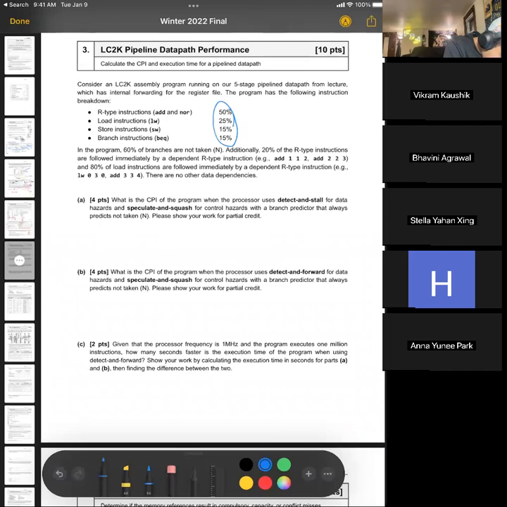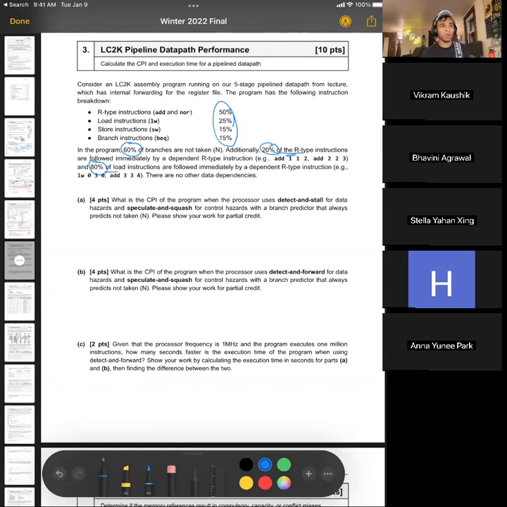It also gives us that 60% of the branches are taken, 20% of R-type instructions are followed, and then 80% of load instructions are followed by an immediate dependent. Okay. So it first asks us, what is the CPI of a program when the processor uses detect and stall and speculate and squash?